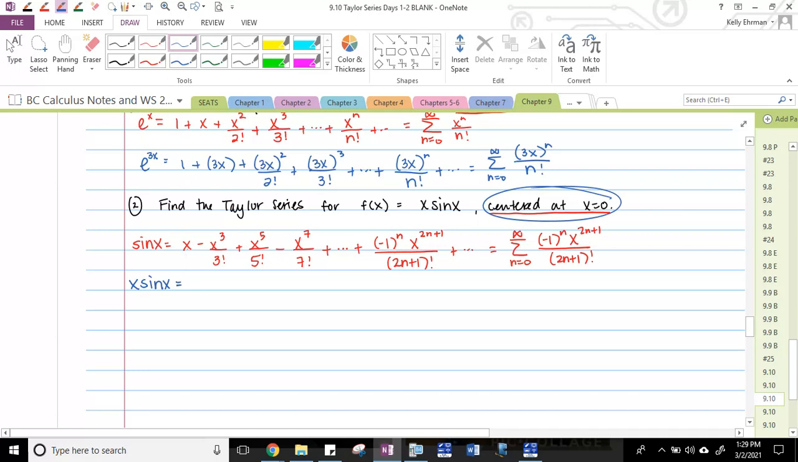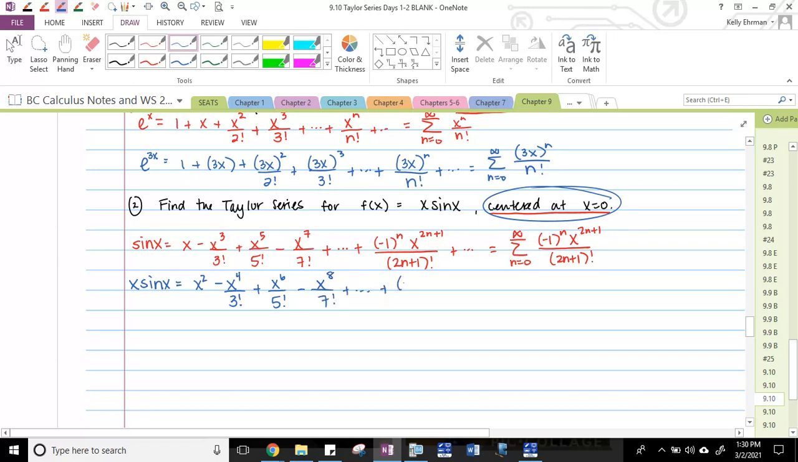So multiply this term by x, you get x squared. Multiply the next term by x, you get minus x to the 4th, still over 3 factorial. Next one becomes x to the 6th. I'm just distributing an x through all these terms. Minus x to the 8th over 7 factorial.